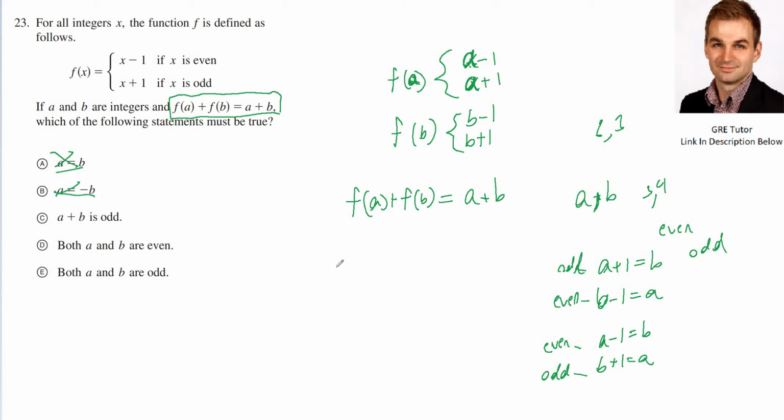You could have 0, negative 1, or 0, 1. Potentially you could have something like negative 1 and 1, but that won't work because there's a 0 in between. So that will not work.